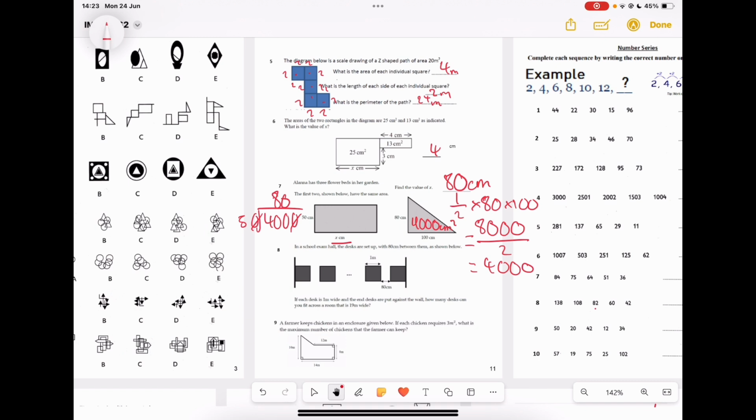Next is 8. In a school example, the desks are set up with 80 centimeters between them as shown below. If each desk is 1 meter wide and the end desks are put up against the wall, how many desks can fit across a room that is 90 centimeters wide? Okay, so what we have to imagine is one length of 1 desk plus the 80 centimeter gap.